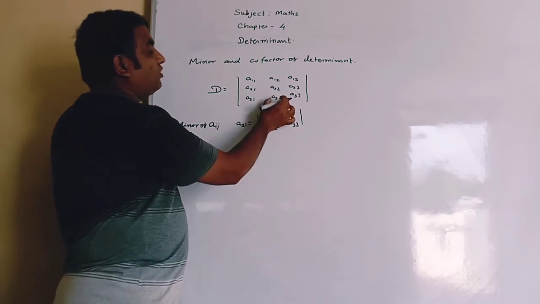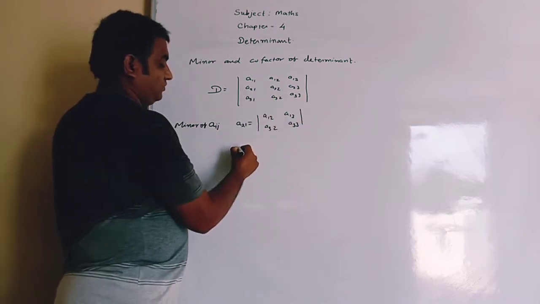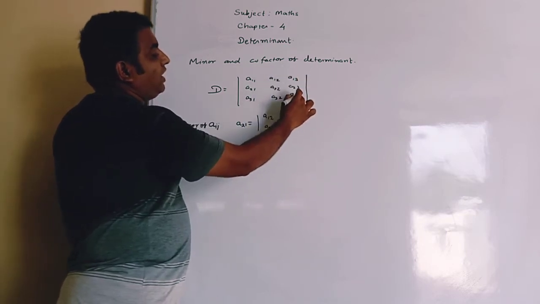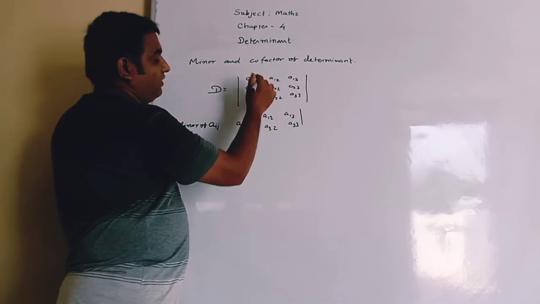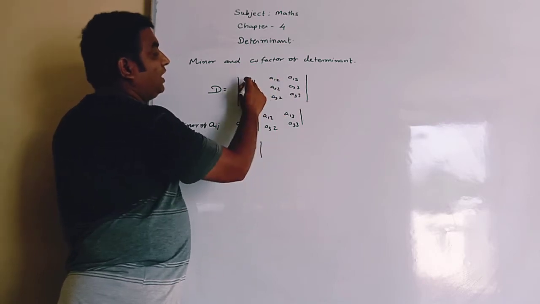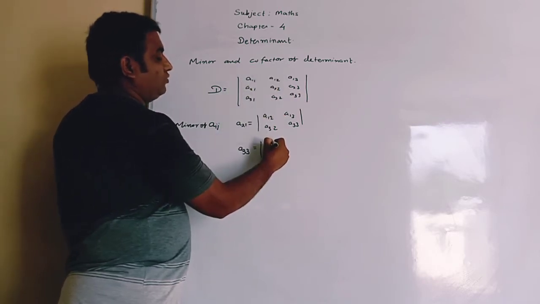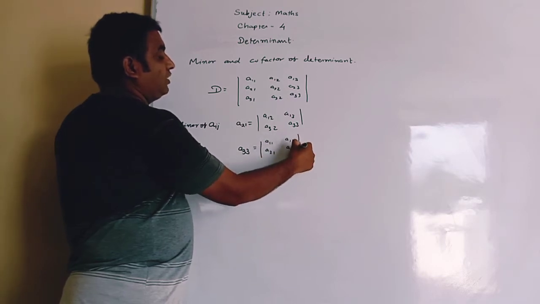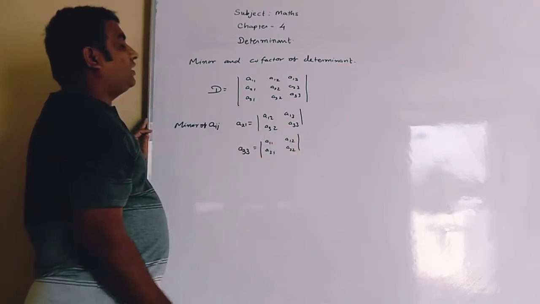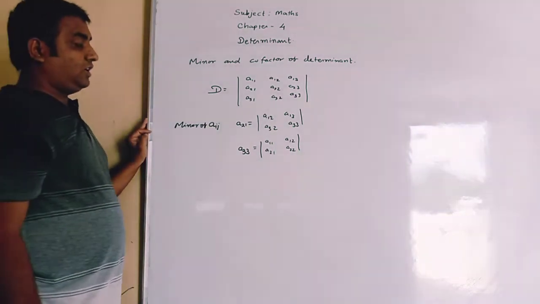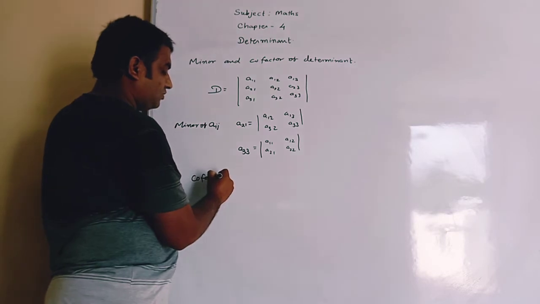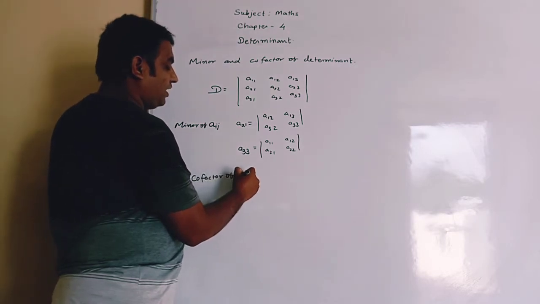Suppose we want to find the minor of a33. Then we delete the row and column containing a33, and we get the determinant a11, a12, a21, a22. This is called the minor of a33.